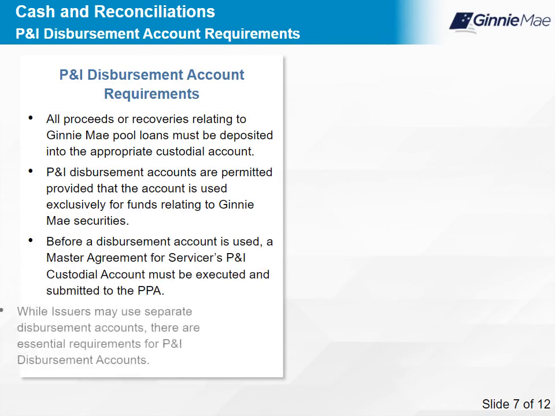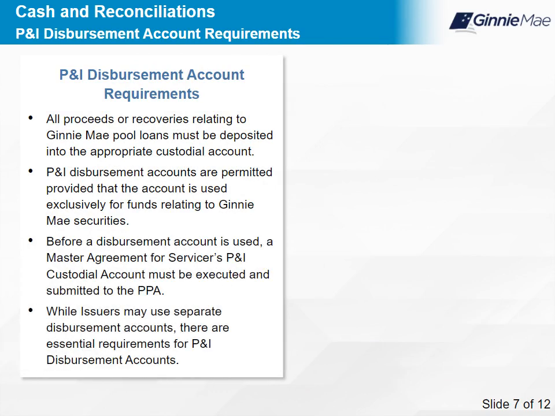All proceeds or recoveries relating to Ginnie Mae pool loans must be deposited into the appropriate custodial account. These include proceeds received for loan payoffs, claim payments, sale proceeds, repurchases, additional principal payments, installment collections, insurance proceeds, etc. P&I disbursement accounts are permitted provided that the account is used exclusively for funds relating to Ginnie Mae securities. Before a disbursement account is used, a master agreement for servicer's P&I custodial account, Form HUD 11709, must be executed and submitted to the PPA.